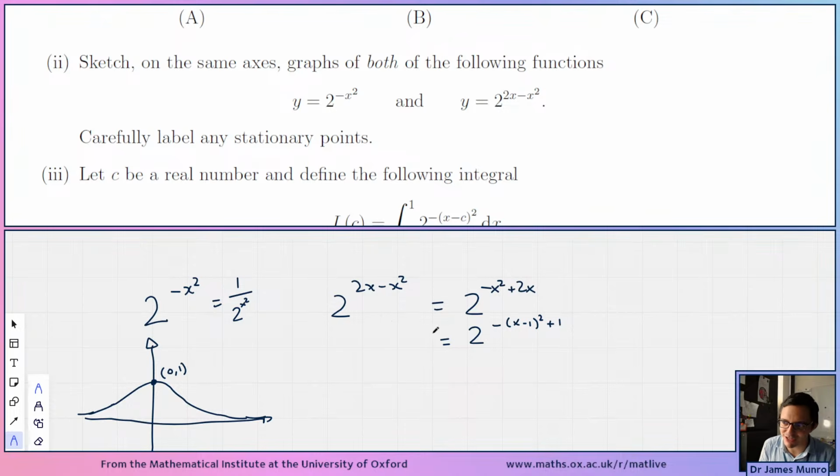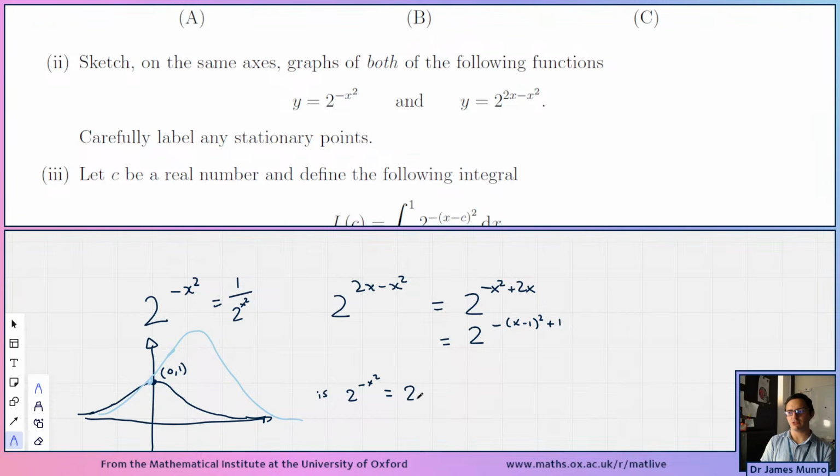Once you've done an operation like this and you've got two equivalent expressions, it's your choice which one you work with for anything you want to do afterwards. Anyway, I think this looks like this. So taller, but still going through this point, and shifted to the right. Like that.